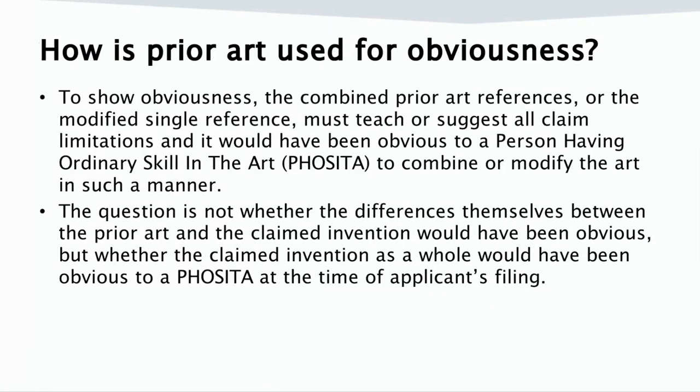To show obviousness, the combined prior art references, or the modified single reference, must teach or suggest all claim limitations, and it must have been obvious to a person having ordinary skill in the art to combine those claim limitations. The ultimate question is, would the claimed invention as a whole have been obvious to a person having ordinary skill in the art?